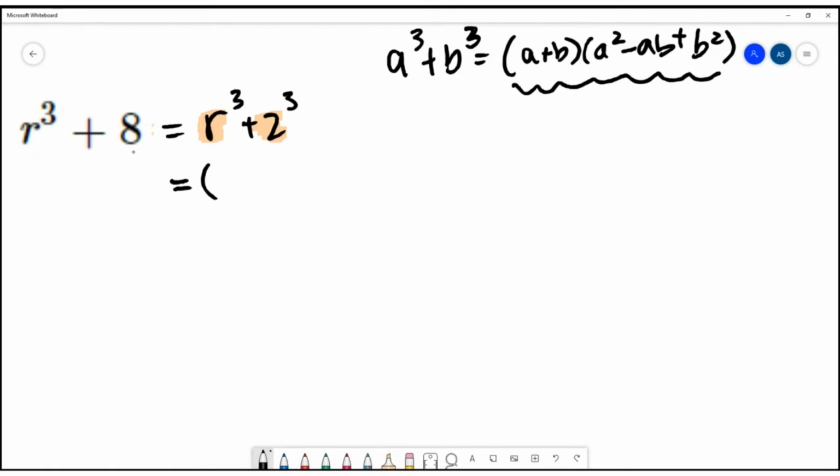So we're going to do a plus b, r plus 2. a squared, that's r squared, minus ab. So ab is r times 2, or 2r, plus b squared. b is 2. 2 squared is 4. So this is the pattern that we factor for this sum of cubes: r plus 2 times r squared minus 2r plus 4.